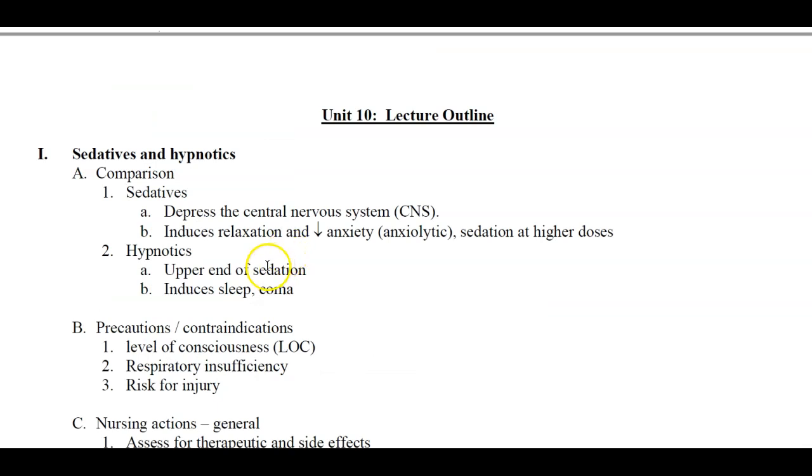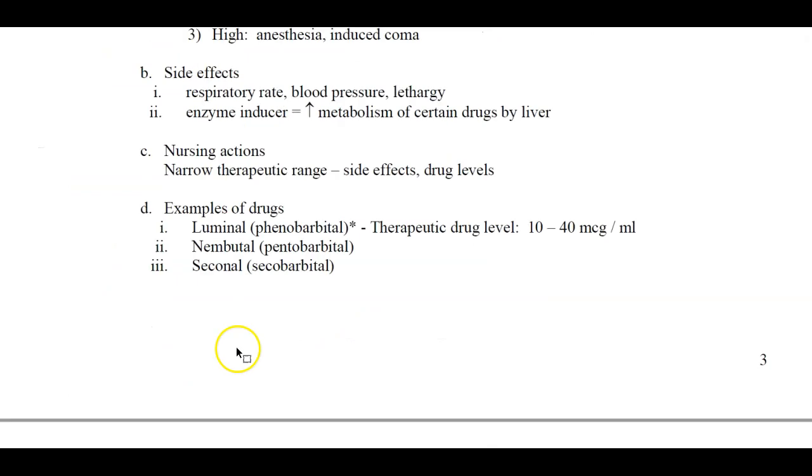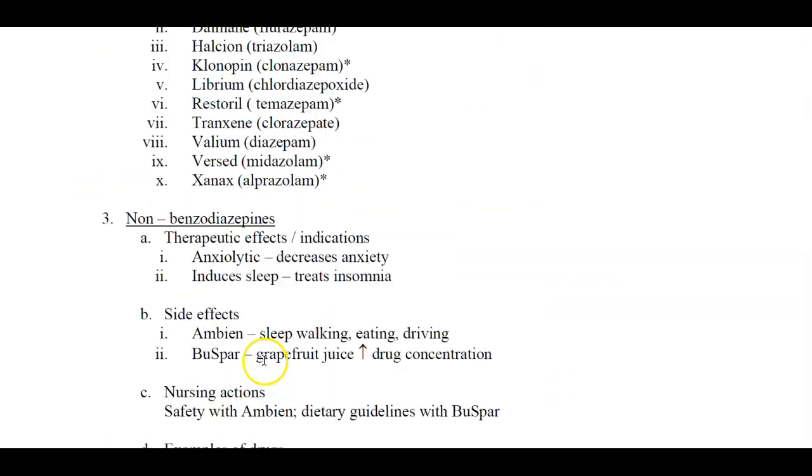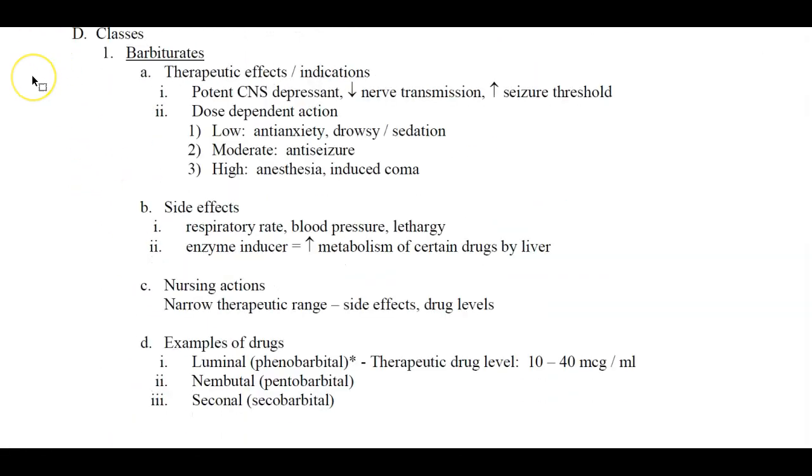There are different drug classes that are considered sedatives or hypnotics. Some of them include barbiturates, benzodiazepines, and non-benzodiazepines. Let's first talk about barbiturates. Barbiturates are potent CNS or central nervous system depressants. So they decrease nerve transmission, and in addition, they also increase seizure threshold.